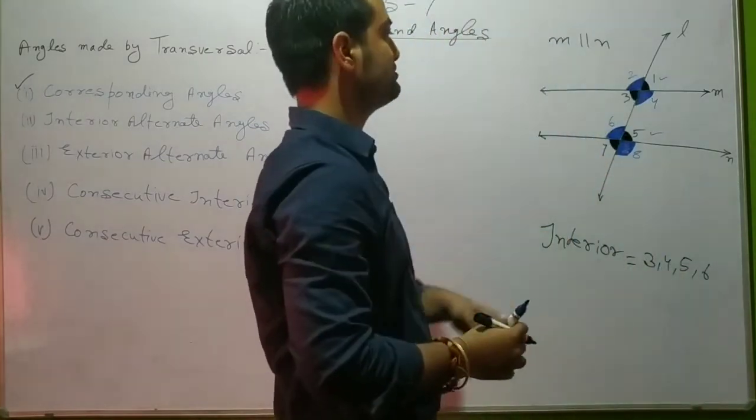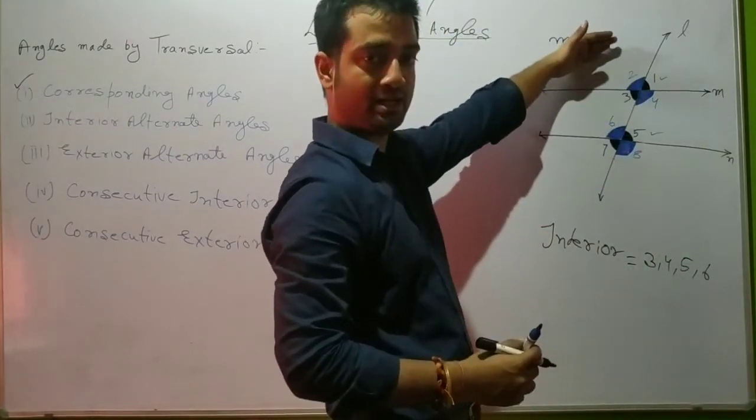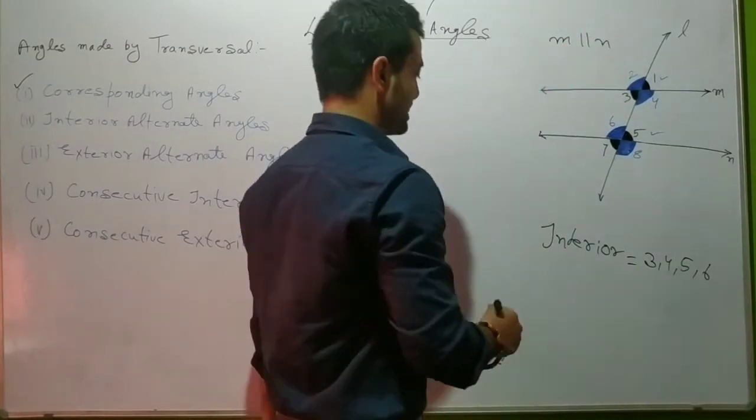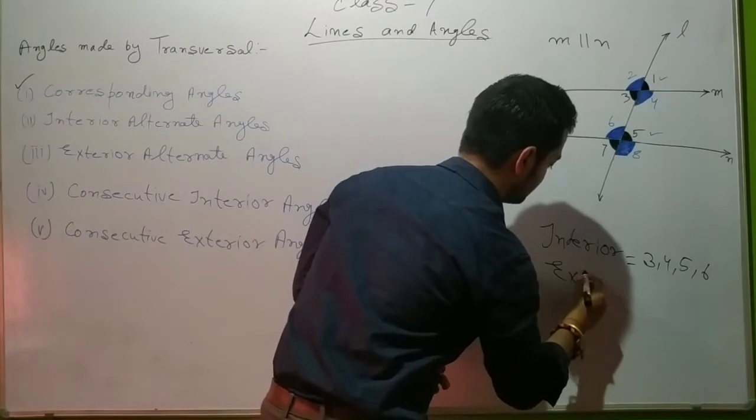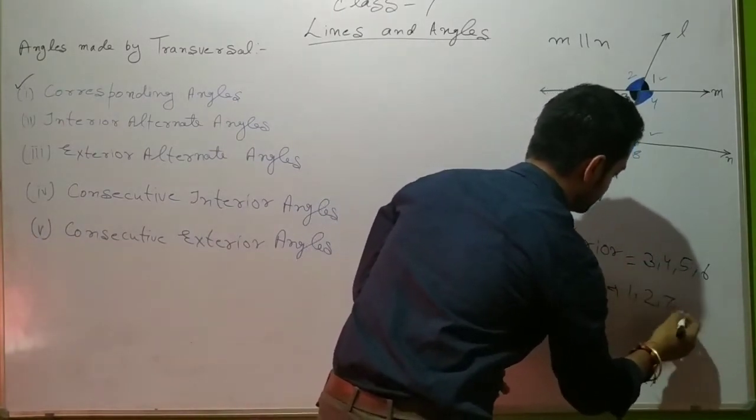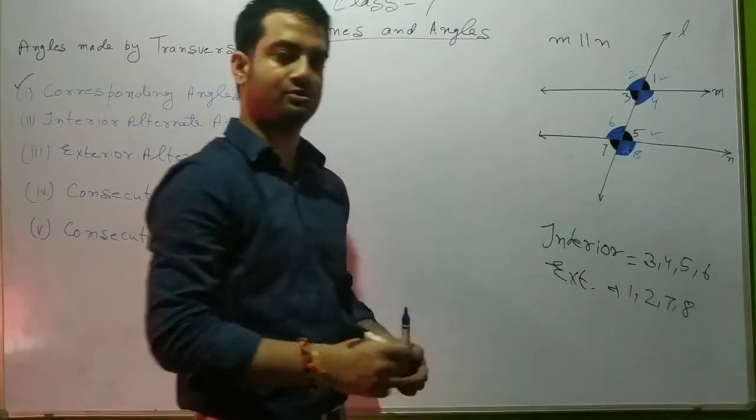And the angles which are made outside to the line segment are called exterior angles. So exterior angles here are 1, 2, 7, and 8.